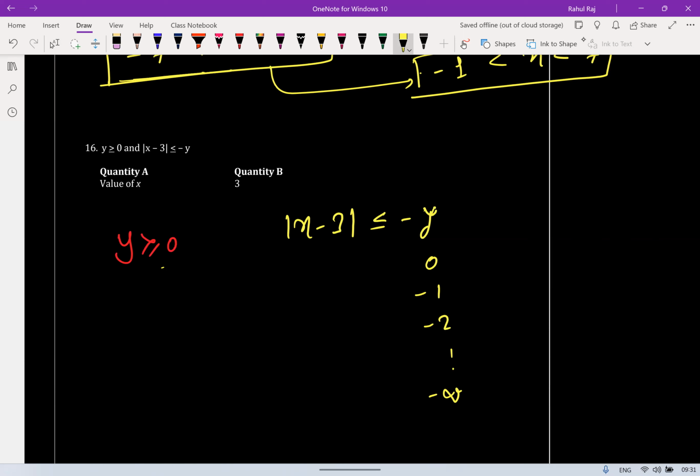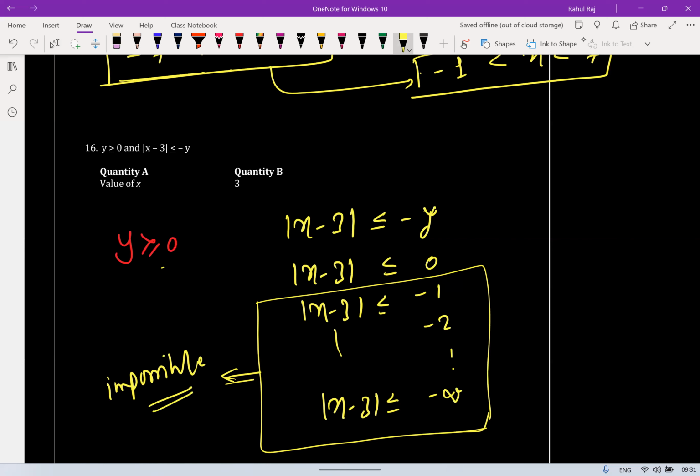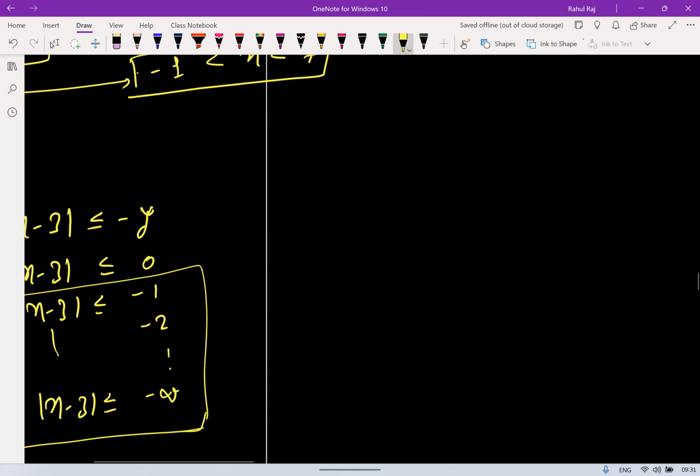So I can have mod of x minus 3 less than or equal to 0, mod of x minus 3 less than or equal to -1, all the way to mod of x minus 3 less than or equal to negative infinity. The two ones that I tried are mod of x minus 3 less than or equal to 0, and mod of x minus 3 less than or equal to -1. But do you think these two conditions are ever possible in math? These are impossible conditions. Mod can never be less than or equal to -1, because mod as a term is always positive. That's what I was telling you.